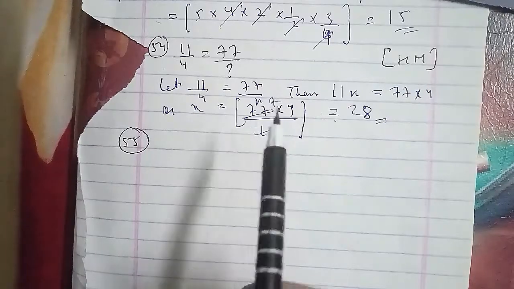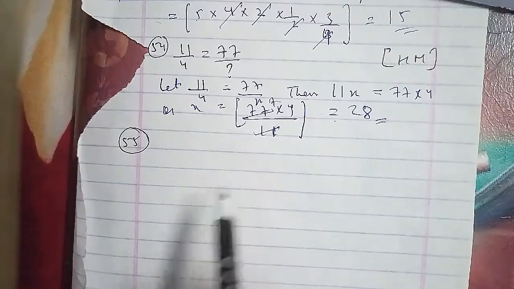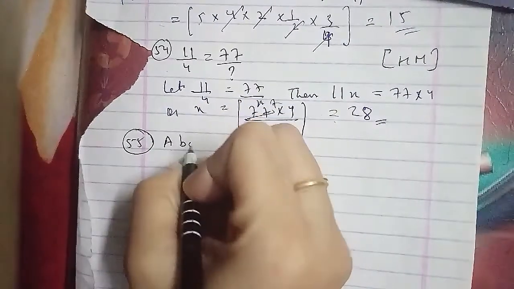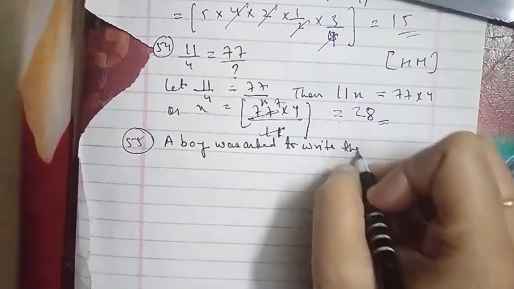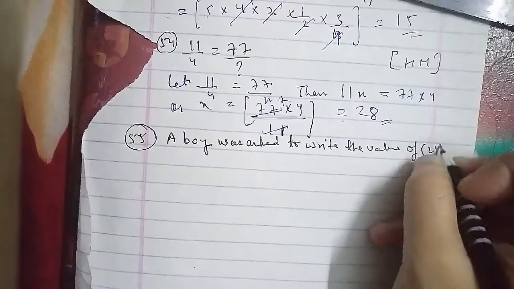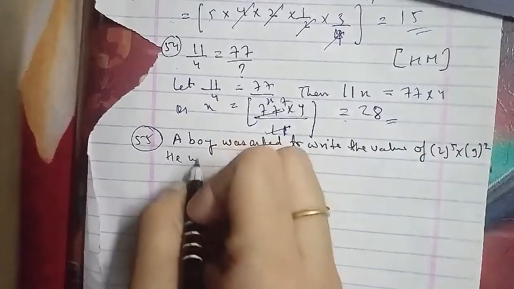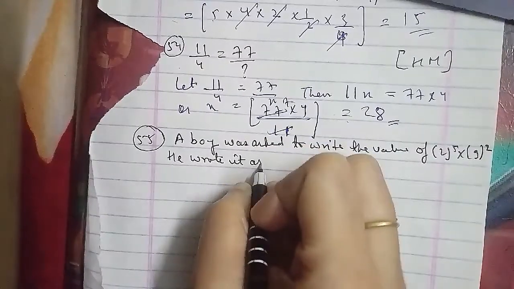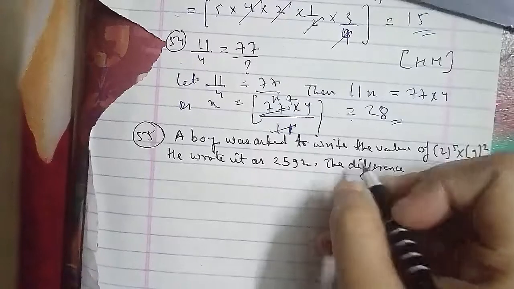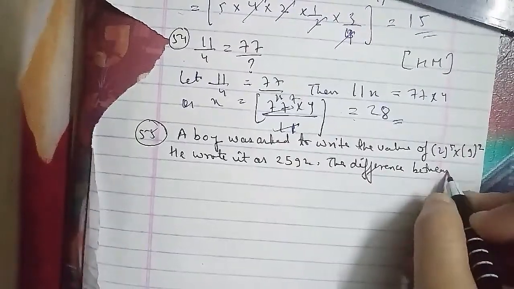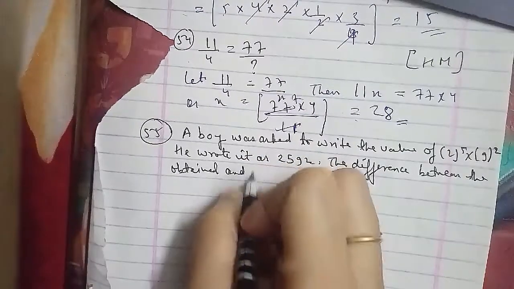A boy was asked to write the value of 2 power 5 into 9 power 2. He wrote it as 2592. The difference between the obtained and the actual value is? So the options we have are 0, 2 into 9 to the power 2, 2 power 2 into 9 to the power 3, and 2 power 3 into 9 to the power 4. So that is what we have to discuss here. We will go ahead further.